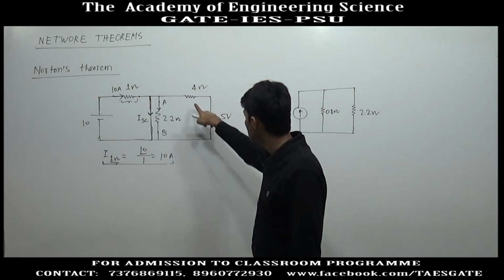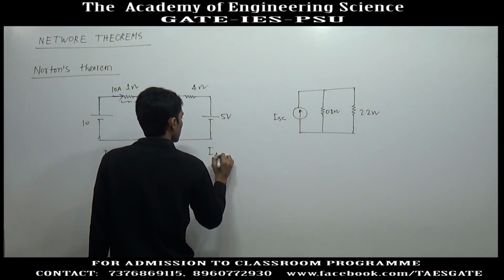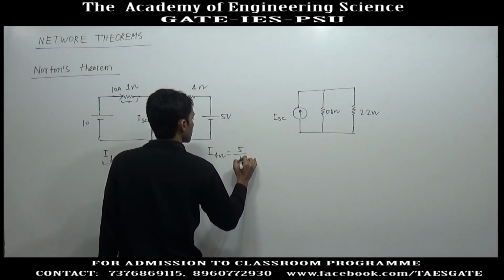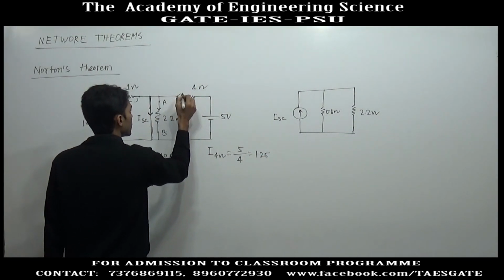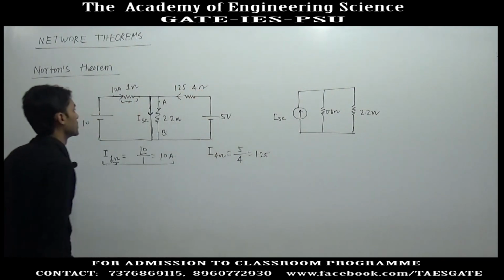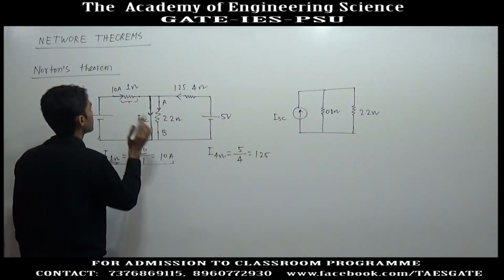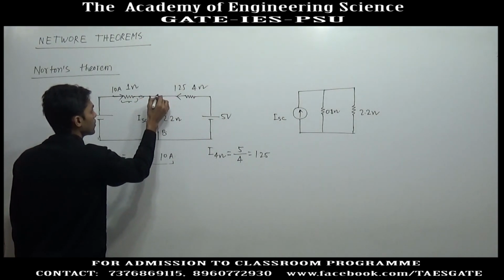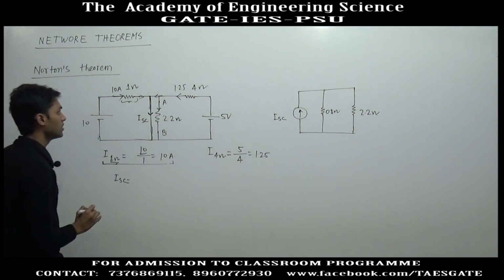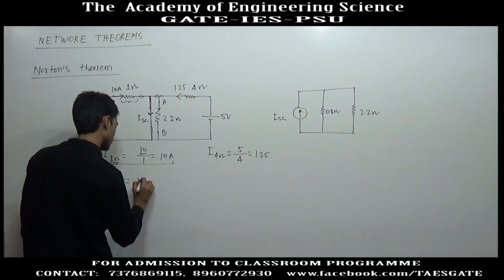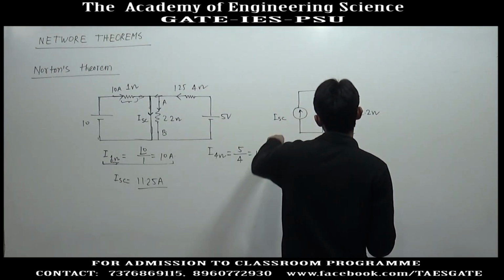Similarly, the voltage across the 4 ohm resistance is 5 volt. So the current in the 4 ohm resistance will be 5 divided by 4. This is 1.25 ampere. So we will show 1.25 ampere will flow through the 4 ohm resistance. Now no current can go in this branch because it is short circuited. 10 ampere is coming from here and 1.25 is coming from here. So in this branch ISC will be 10 plus 1.25, that is 11.25 ampere. So this current is 11.25.